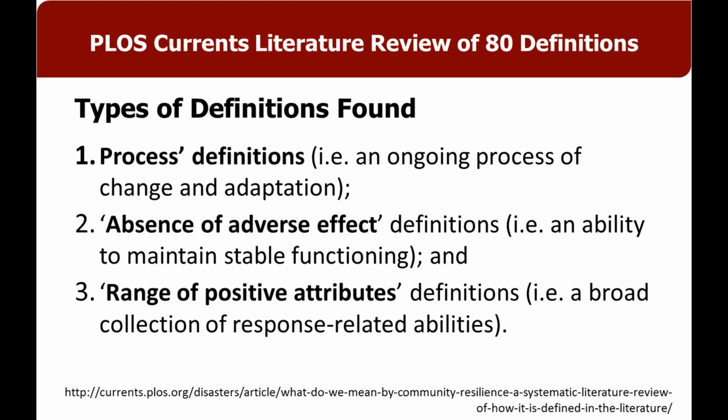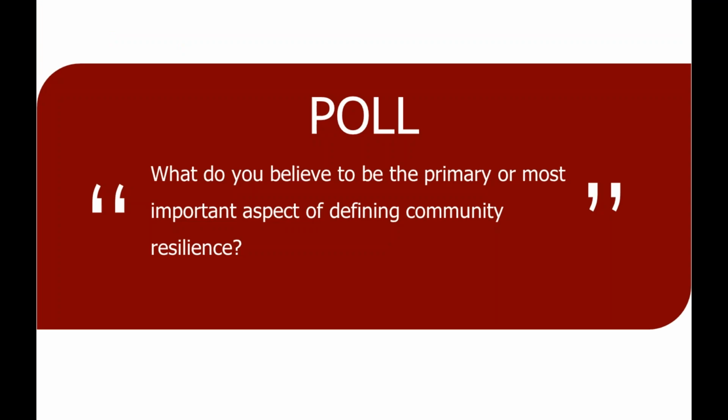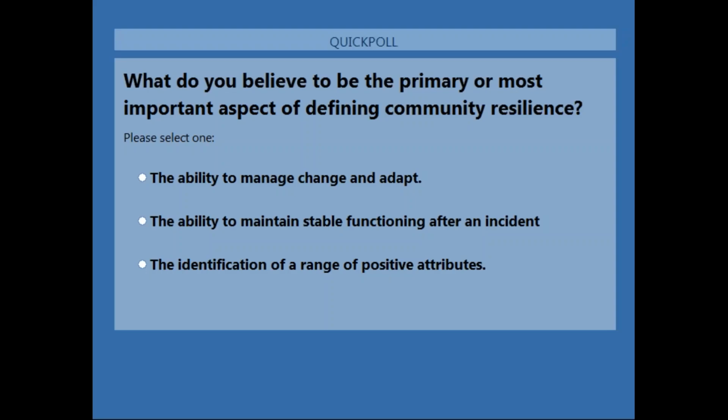And the third type of definition looks at community resilience as a range of positive attributes. So a range of things that a community could be doing to increase its resilience. So we're going to take a poll, and the poll question asks you to identify what you think could be the primary or most important aspect of defining community resilience. Is it an ongoing process of change and adaptation, an ability to maintain stable functioning, or a broad collection of response-related abilities or positive attributes? So we will give you maybe 20 or 30 seconds to identify which one you think is the most important.